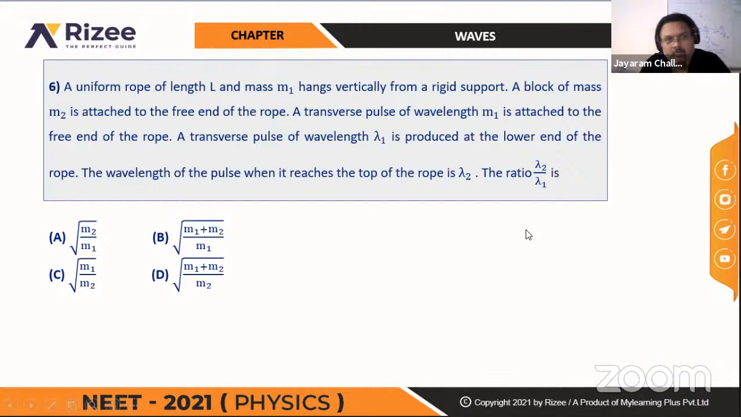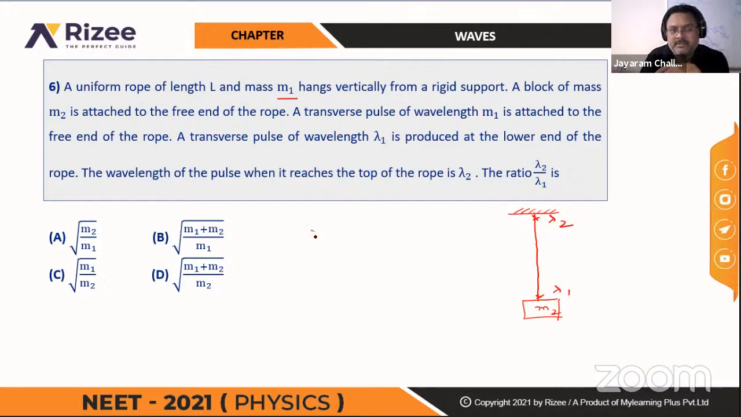Next one, a rope of length L and mass M1 hangs vertically from a rigid support. So the rope length is L and the mass of the rope is M1. Some extra mass M2 is attached to the free end of the rope. A transverse pulse of wavelength lambda 1 is produced at the lower end. When it reaches the top, it is lambda 2.